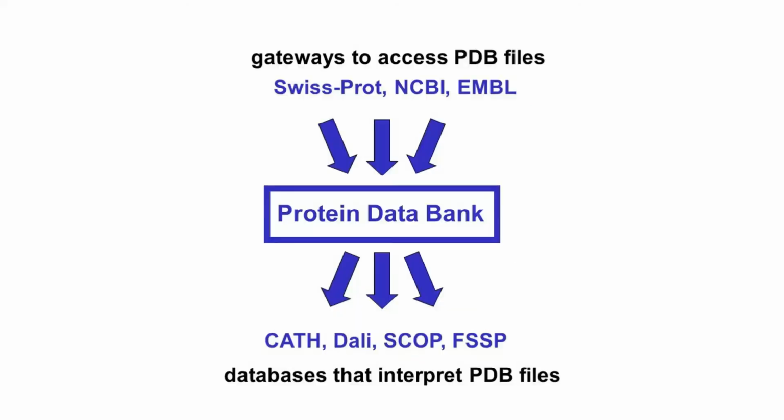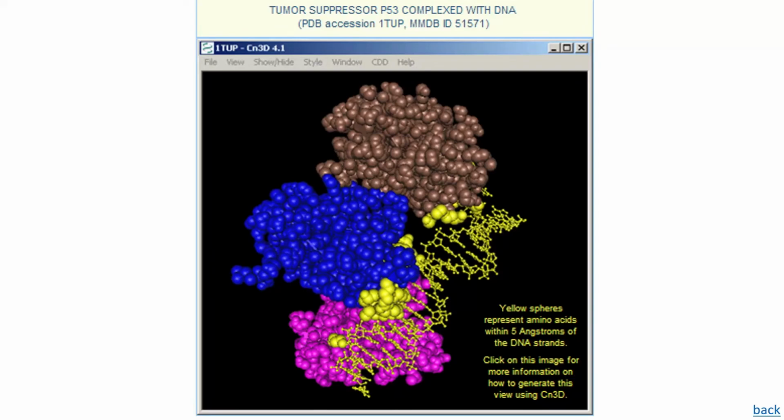Various gateways to access PDB files are SwissProt, NCBI, and EMBL. And for interpretation, DALI and SCOP are a few of the databases. Next is MMDB. It is Molecular Modeling Database. MMDB is a database of experimentally determined three-dimensional biomolecular structures which is hosted by NCBI. One can retrieve a 3D structure by MMDB ID or PDB ID. Here the photograph represents the 3D structure of a tumor suppressor gene complexed with DNA.